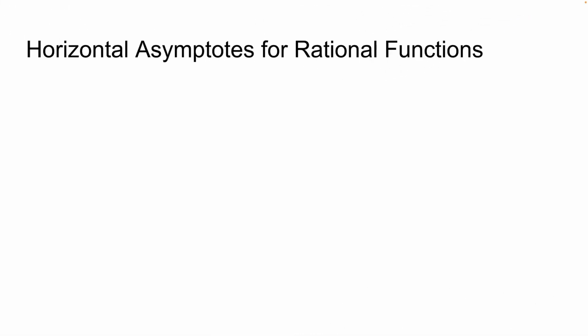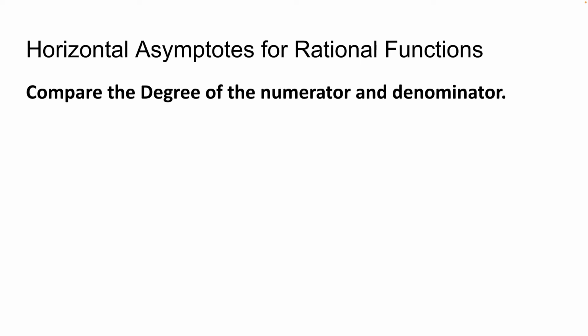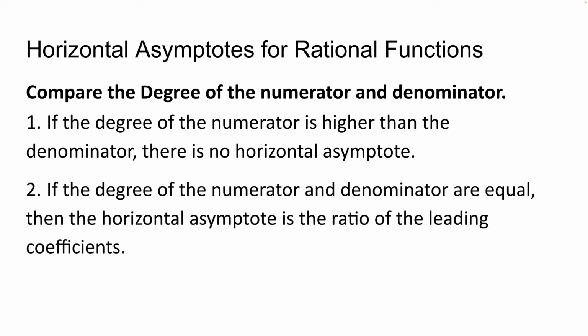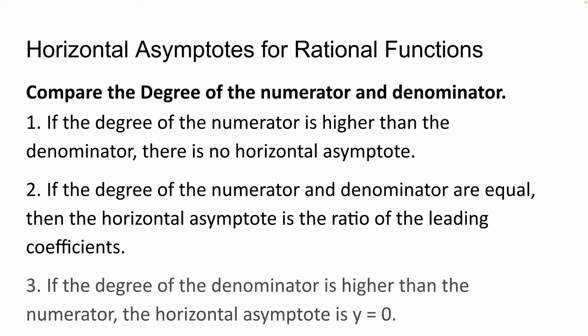Let's take a minute to review how to find the horizontal asymptotes for rational functions. We want to compare the degree of the numerator and the denominator. If the degree of the numerator is higher than the denominator, there's no horizontal asymptote. If the degrees are equal, then the horizontal asymptote is the ratio of the leading coefficients. If the degree of the denominator is higher than the numerator, then the horizontal asymptote is the line y equals 0.